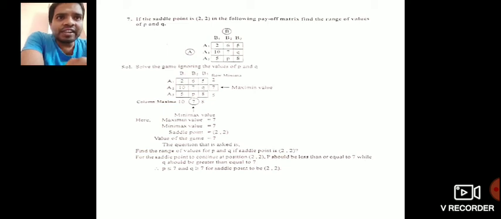And the optimal strategy for player A: the value of the game occurs at the A2 row, so player A uses the A2 strategy, and for player B, the value of the game occurs at column 2, B2, so player B uses the B2 strategy.